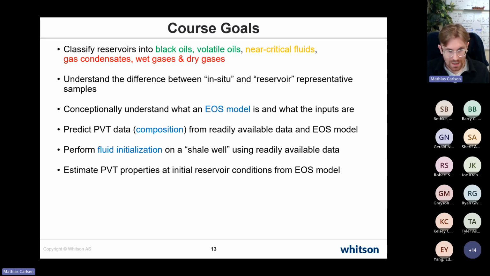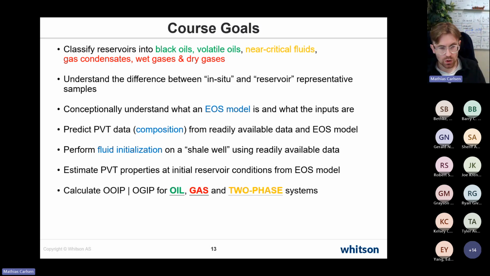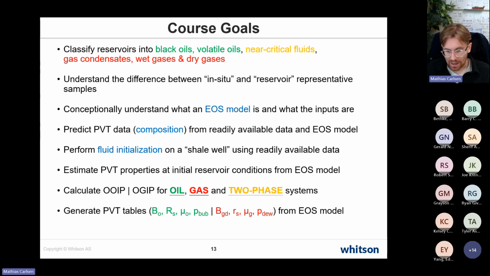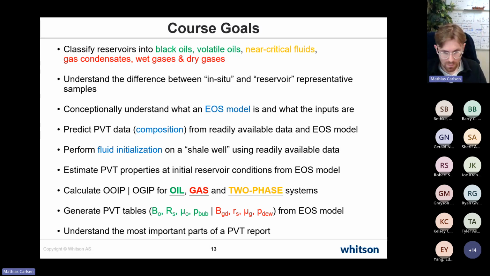We also would like to be able to estimate PVT properties at initial reservoir conditions, so for instance, formation volume factor, etc. And we also would like to learn how to calculate oil in place and gas in place numbers using this type of PVT. And in the end, we would like to be able to generate the PVT table and also understand the most important pieces of a PVT report.